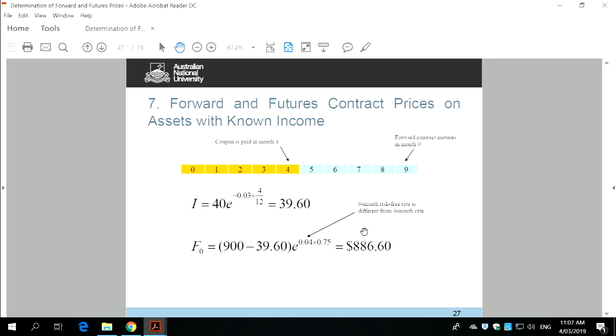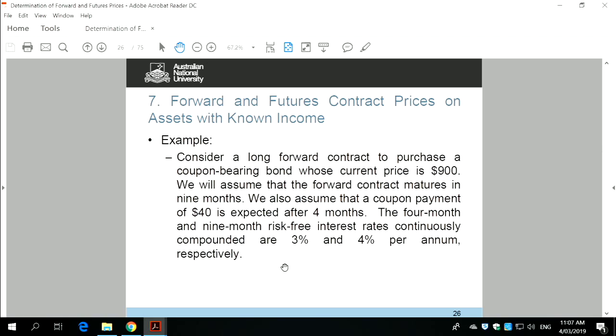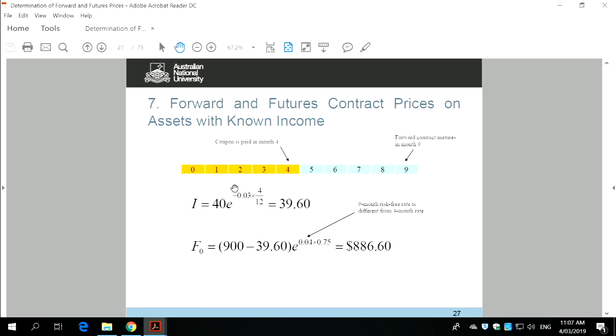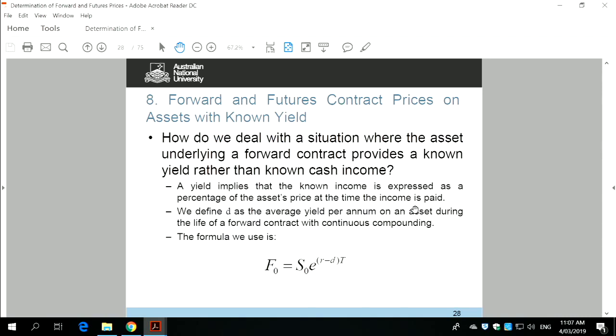And one thing to bear in mind is that in this scenario, the interest rate changes over time. So the 4-month interest rate and the 9-month interest rate are different. So when you do the discounting and when you bring them into the future, be aware you are using different interest rates here, all right? So I put a little arrow here to indicate that we are using 4% for the 9-month continuously compounded interest rate. So any questions on that? Okay.